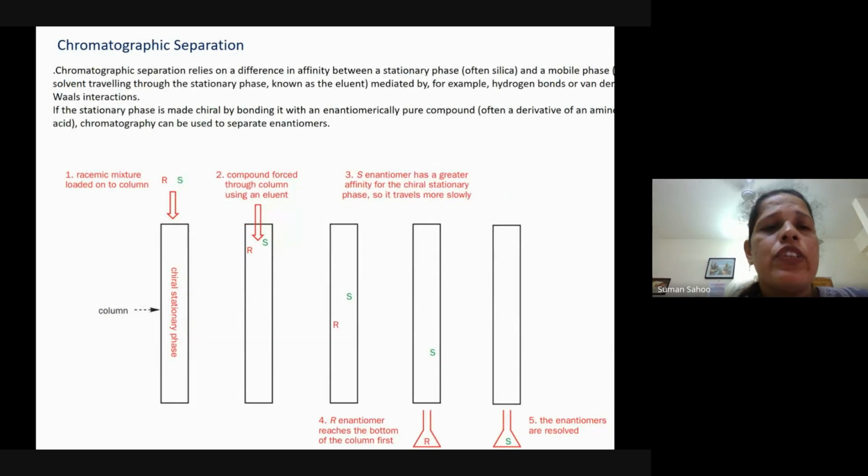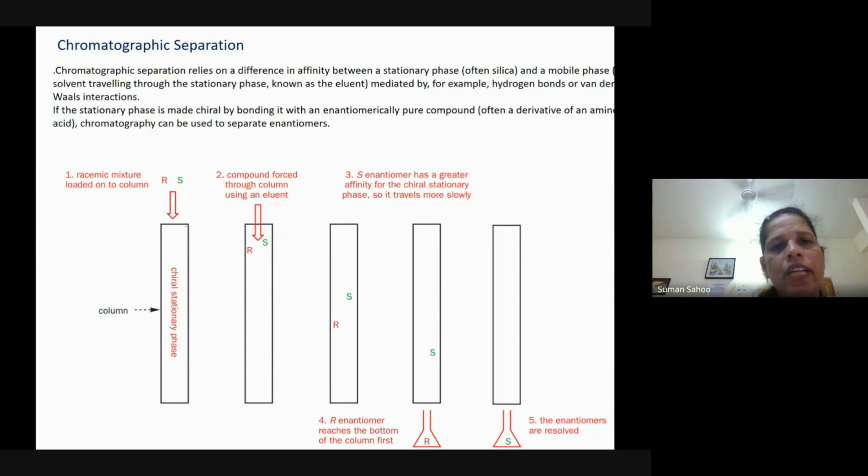Again, there is also chromatographic separation. Chromatographic separation relies on the difference in affinity for a stationary phase. We always put a stationary phase, a column-like thing, and we have a mobile phase, in which the solvent travels through the stationary phase. So the mobile phase will have a relative affinity for your stationary phase.